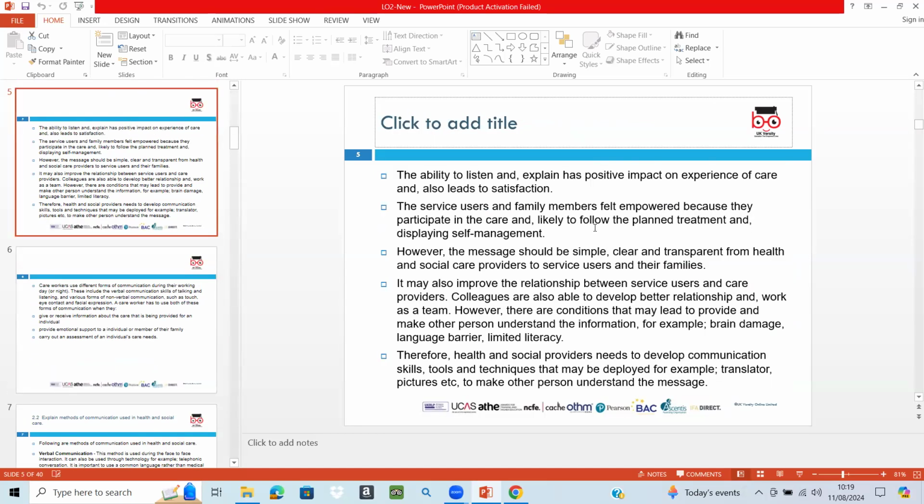Then here we are discussing that the ability to listen and explain has a positive impact on the experience of care and also leads to satisfaction. We might have experienced it, and I used to feel it very positively, and the service user also used to engage with me in a positive manner, and I feel very happy and very satisfied as I did my job properly if I am able to explain everything properly.